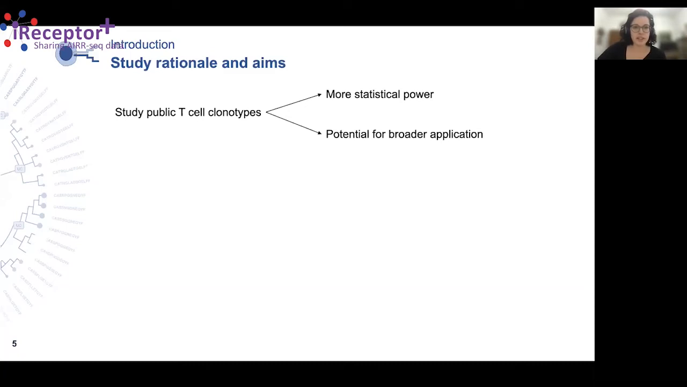What we did here is to study, again, this definition of public clonotypes, so clonotypes that are present in many people, which of course are both a good and a bad thing. On one side, they give you a very good statistical power because they are public. On the other side, by doing this, we miss all the signals that come from private TCRs. And because they are public, we thought they can also have potential for broader applications because they are found in so many people.